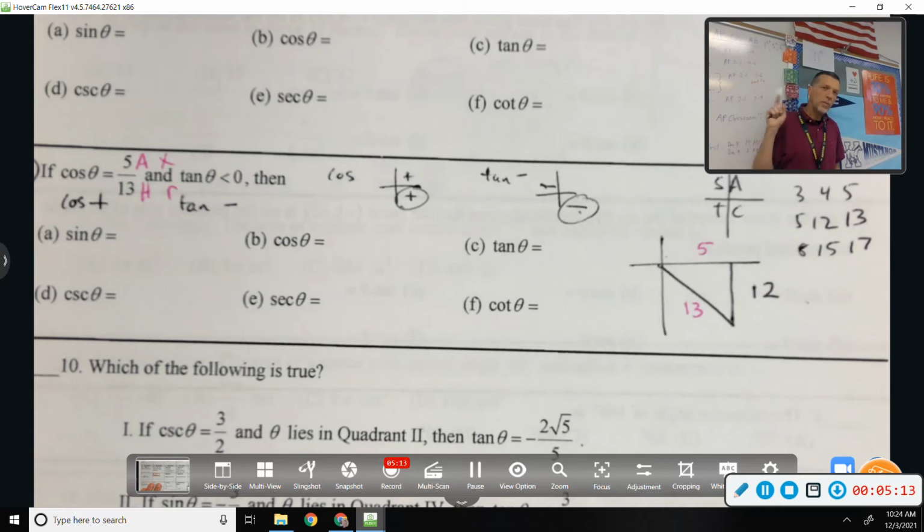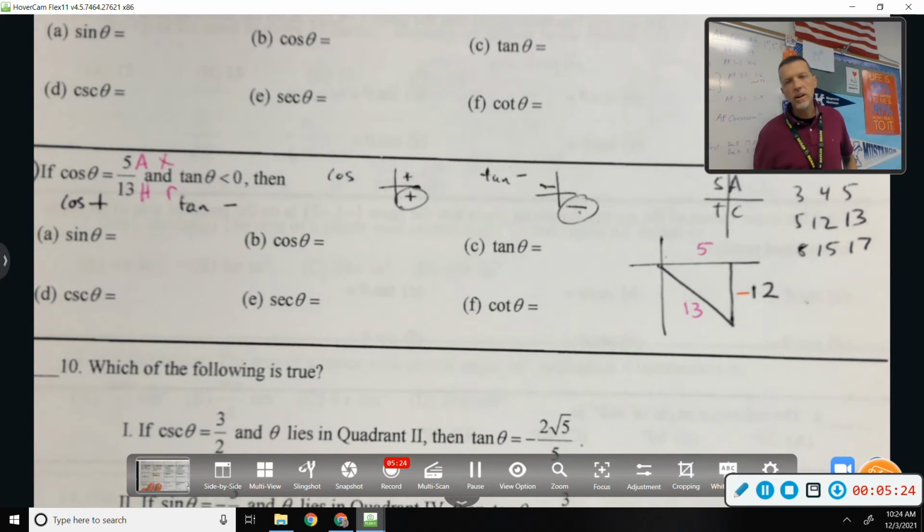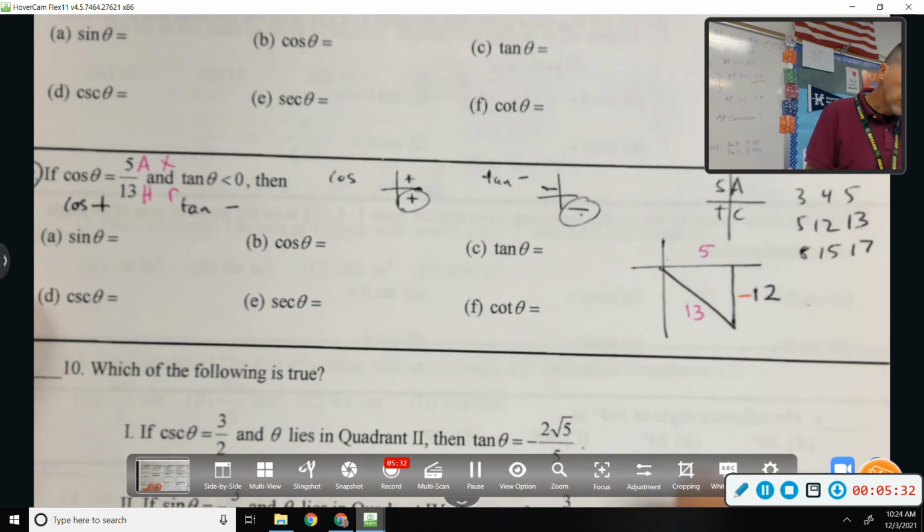By the way, my picture is not exactly correct. What's wrong? It should be negative 12. So you have to use the picture to figure out who's positive and who's negative. 12 is going down, so 12 is negative. Now I'm ready.